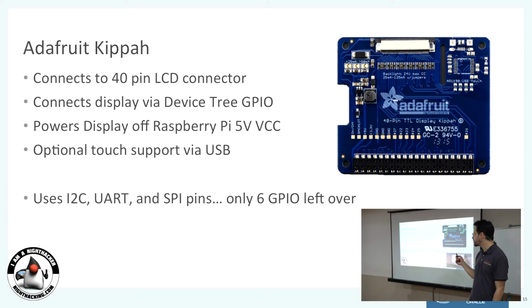So there's USB touch support. The challenge with this is that because it's using most of your GPIO pins for the display now, you only get left with 6 GPIO pins and none of the interesting ones. So you don't have UART, which is serial. You don't have I2C. I mentioned SPI bus, which is the high-speed serial peripheral interface. That also is not available. So basically, you don't have any interesting pins. You just have 6 on-off basic pins, which is challenging.